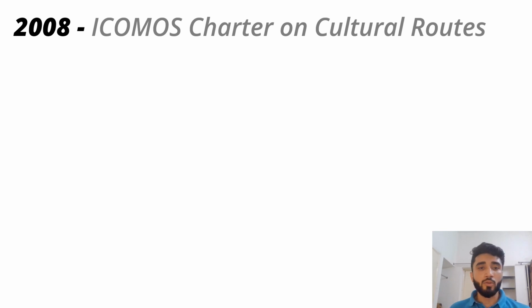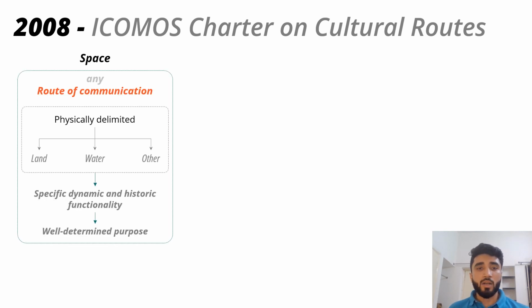Then coming on to the 2008 ICOMOS Charter on Cultural Roots. So this definition is divided into three parts. So the first part talks about any route of communication that is physically delimited to land, water, or some other type, and is characterized by having its own specific dynamic and historic functionality to serve a specific and well-determined purpose. So this part of the definition constructs the space dimension of the cultural root.